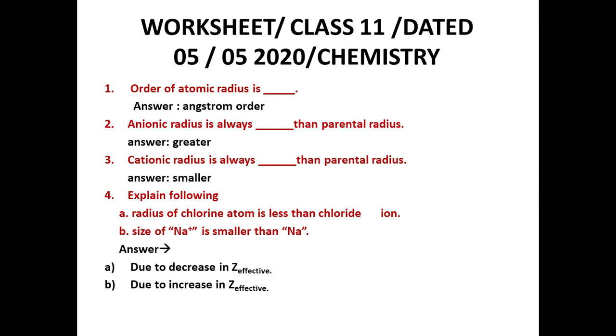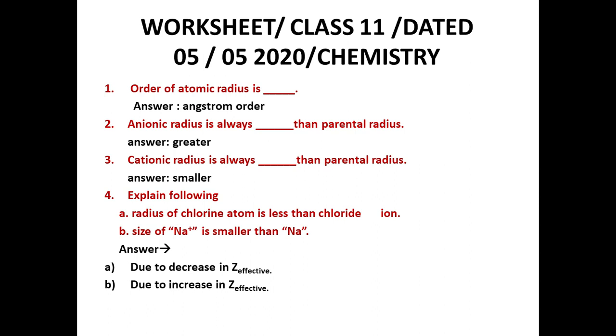Next, size of Na plus is smaller than the parental sodium atom. So the answer goes in contrast: due to increase in Z effective, if the attraction from the nucleus increases, then electrons will lie towards the nucleus, due to which the size contracts and becomes smaller. So the answer is increase in Z effective. So this is all about today's lecture.